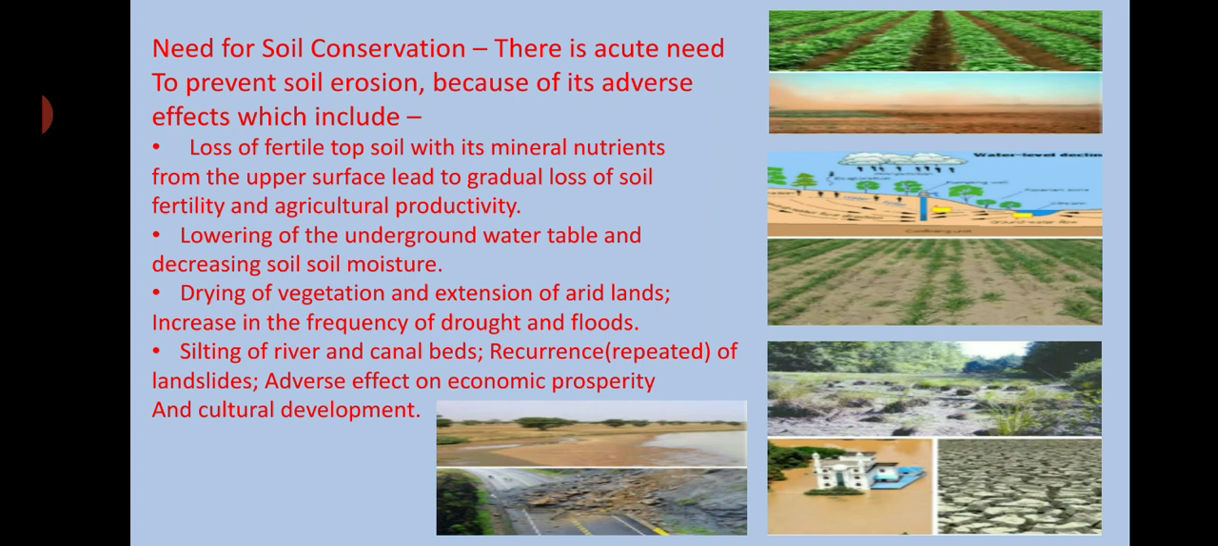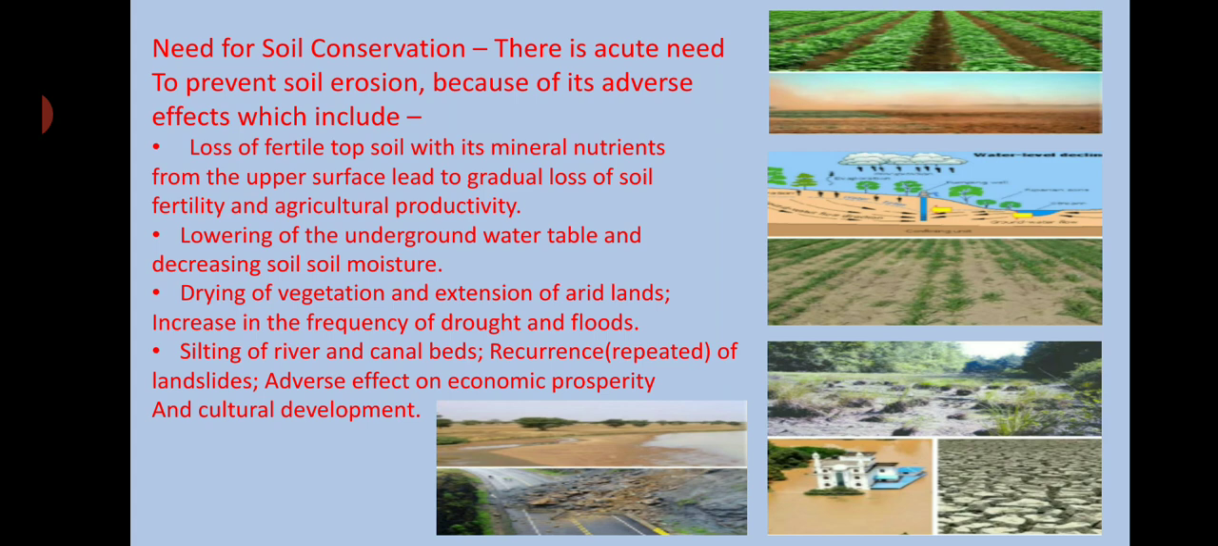Second is lowering of the underground water table and decreasing soil moisture. Now you can see over here that if the water table goes down, ultimately what will happen? You see the second picture, that if the water table goes down, the vegetation at the top will suffer because they will not get continuous moisture.